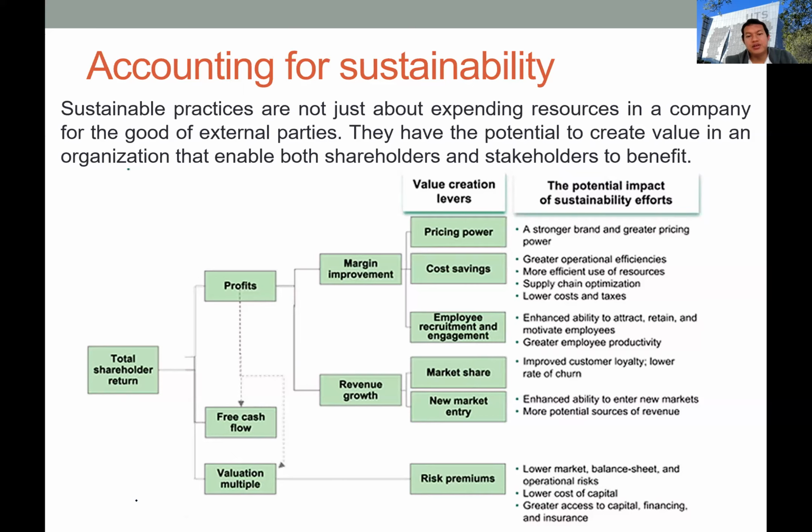Okay, and then the employee recruitment and engagement. If the company becomes more responsible, the employees are happier and become more productive. So the company can attract and retain highly qualified employees, and this will affect their productivity. These three value creation levers will affect the company's operational margin and also the profits and the shareholders' return.